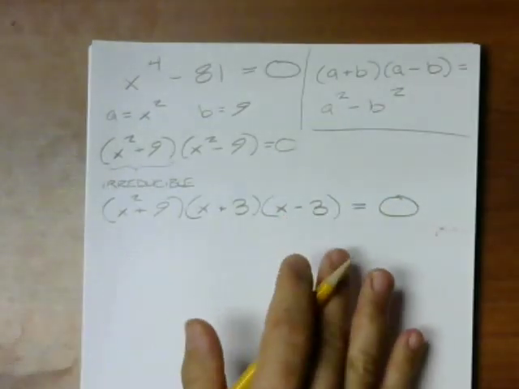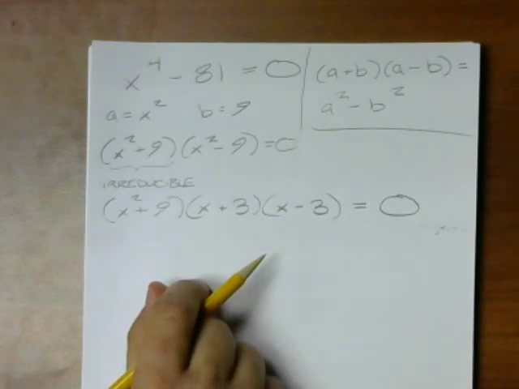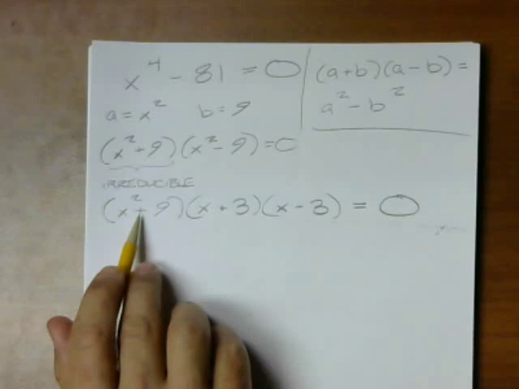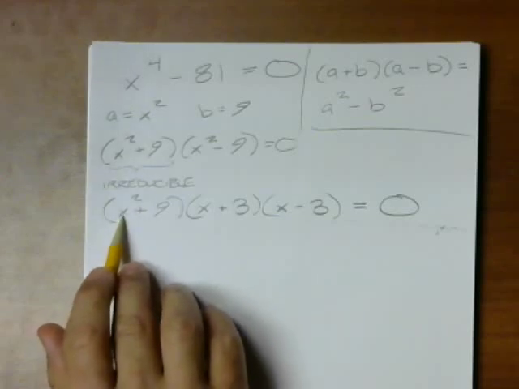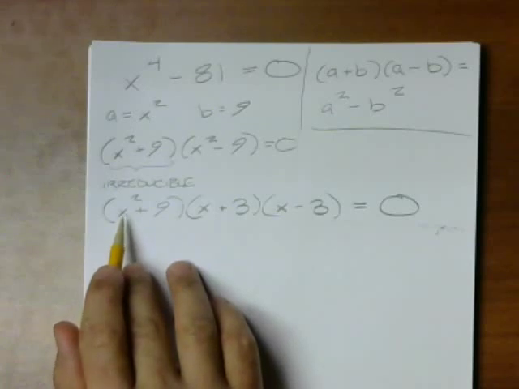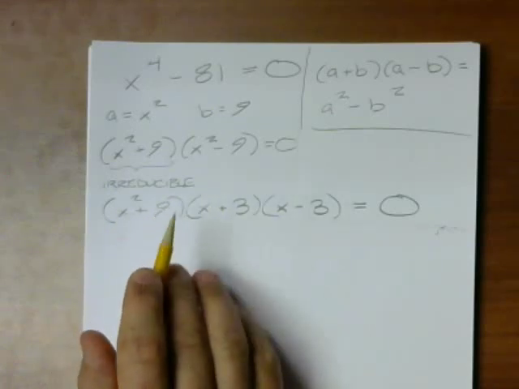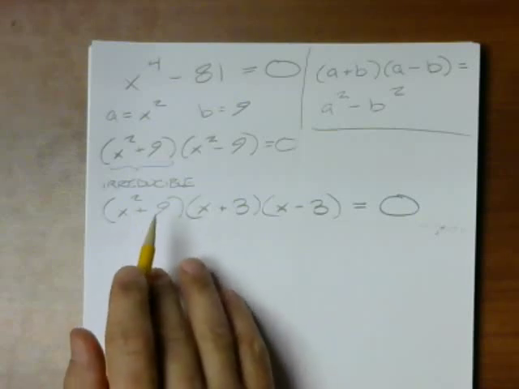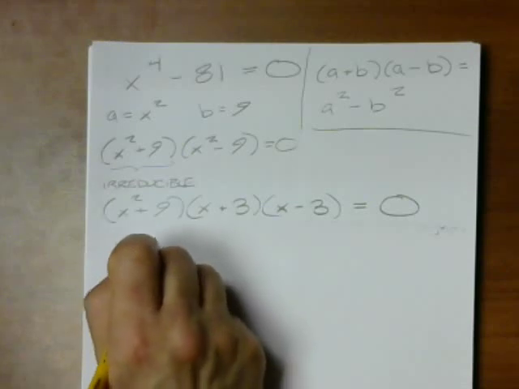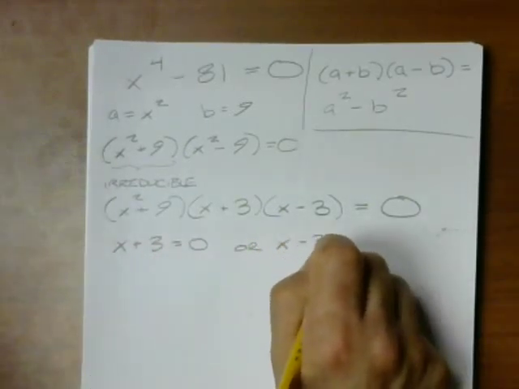Okay, this product's going to be 0 when one of the pieces is 0. So, first of all, is this first piece ever 0? No, because whatever we get, a positive plus a positive. Even if I put 0 in here, I get 0 plus a positive, it's still going to be a positive. So this is never 0. So this is going to be satisfied when x plus 3 equals 0 or x minus 3 equals 0.